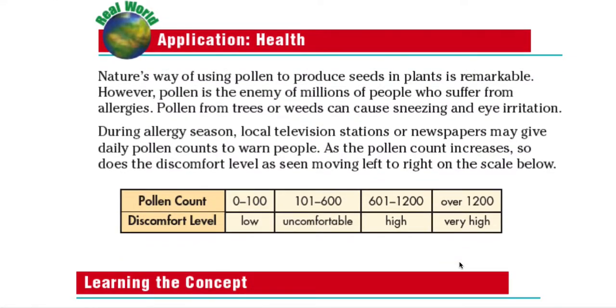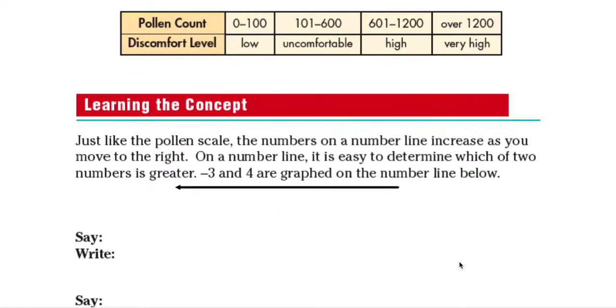Okay, how is this related to what we want to learn today? Just like the pollen scale on a number line, it's like the pollen number line. Just like the pollen scale, the numbers on the number line increase as you move to the right. On a number line, it is easy to determine which of two numbers is greater.